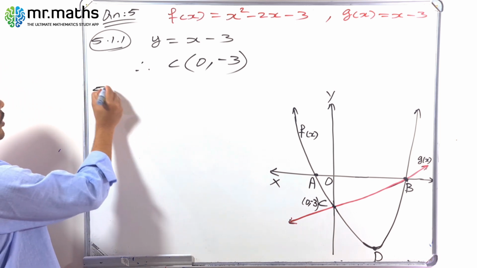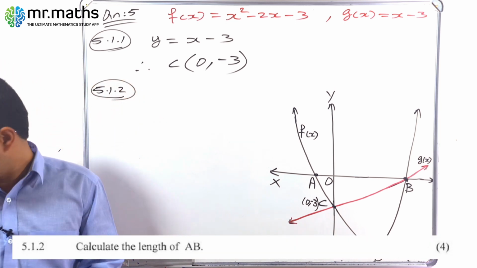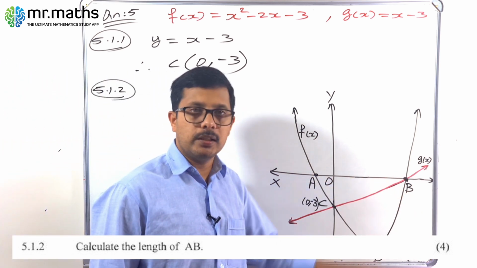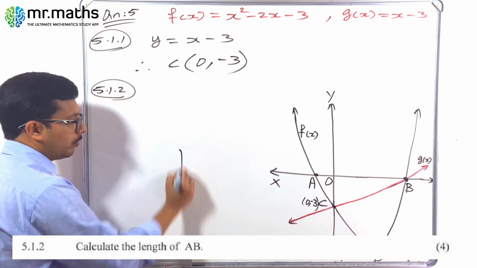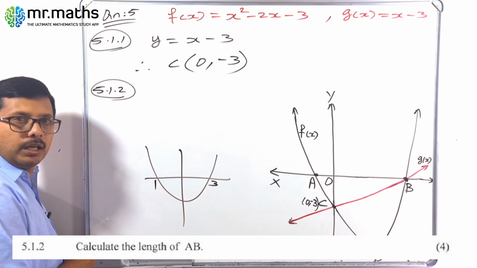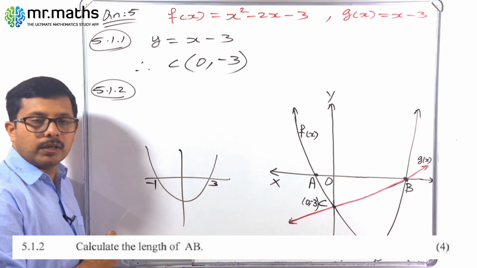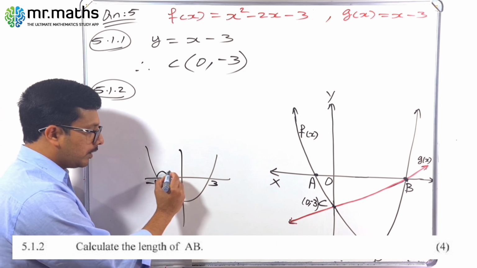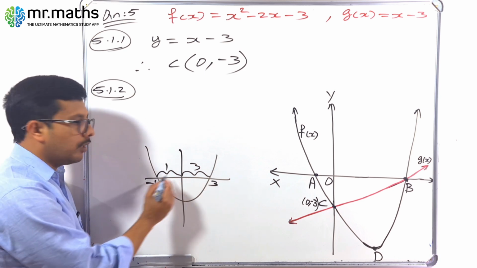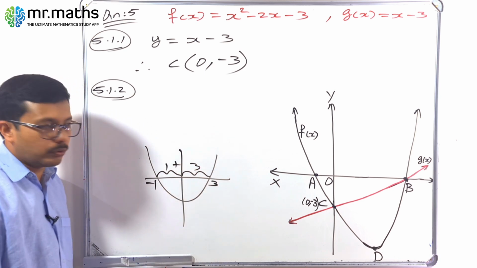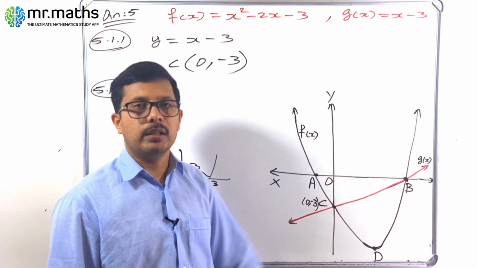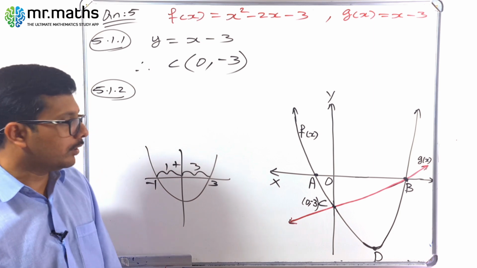Okay, now 5.1.2. What is that question? Calculate the length of AB. You have to find the length of AB. Before I go to that, let's say this is minus 1, this is 3. What is the length of AB? This distance is 1 unit and this distance is 3 units. That means the length is 1 plus 3, that is 4 units. So once you know the coordinates of A and B, then you just add them, and that is the distance AB. Find the length of AB, that is the question.